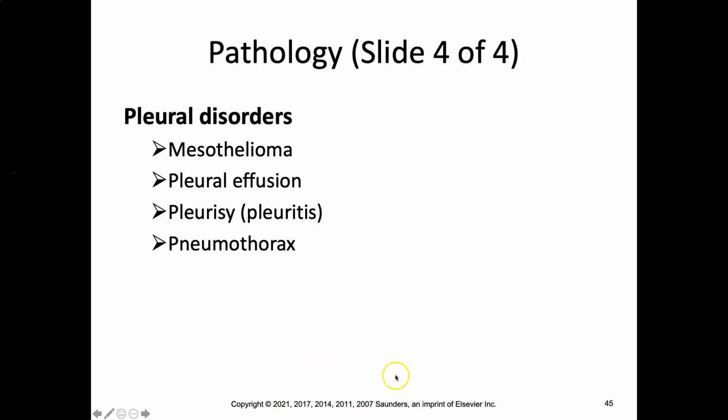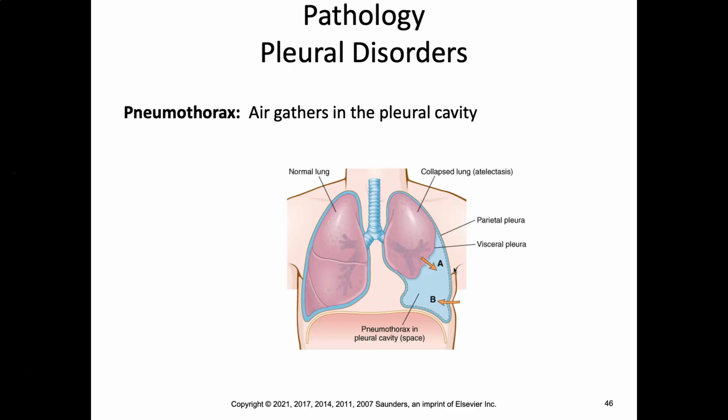All right, pleural effusion, pleurisy, pneumothorax. Pneumothorax is when you've got air in that pleural cavity where it's not supposed to be. You want air in your lungs. You don't want it in your pleural cavity, and that's when you get pneumothorax.